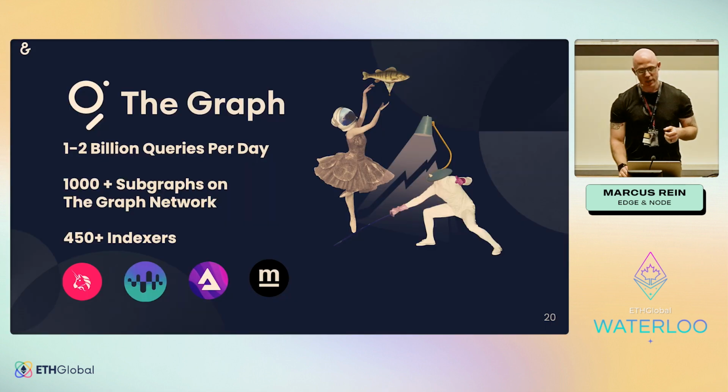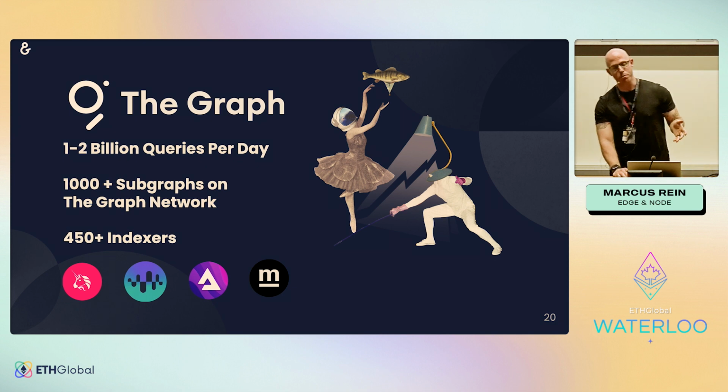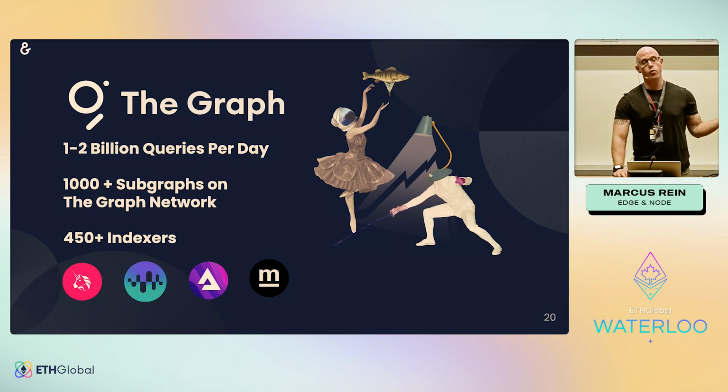So that's a high-level overview of the graph. We are seeing around 1 to 2 billion queries per day. There's over 1,000 subgraphs published on the Graph Network with the indexers all over the world, and there's 450 plus, nearly 500 at this time, okay?